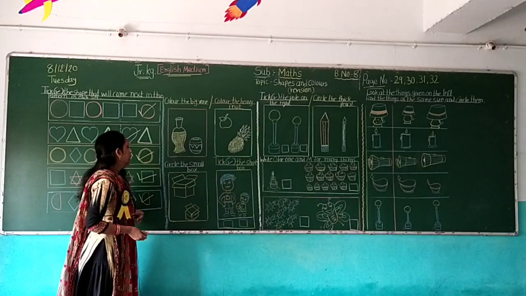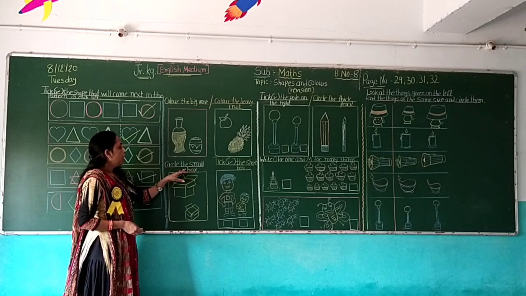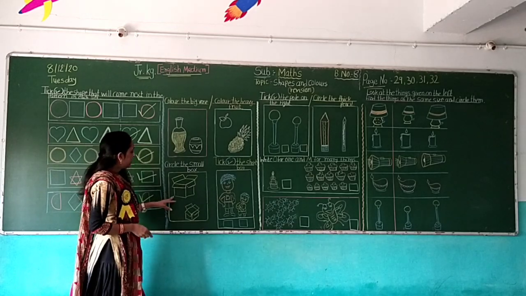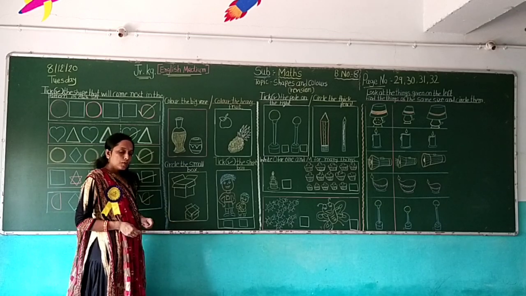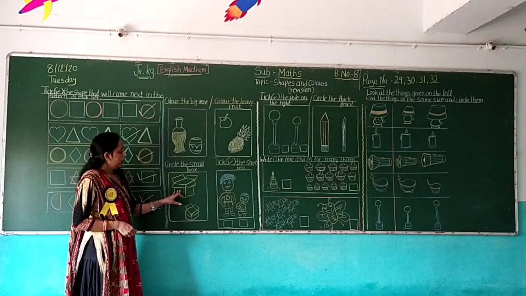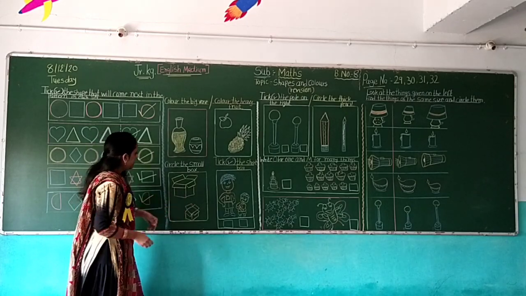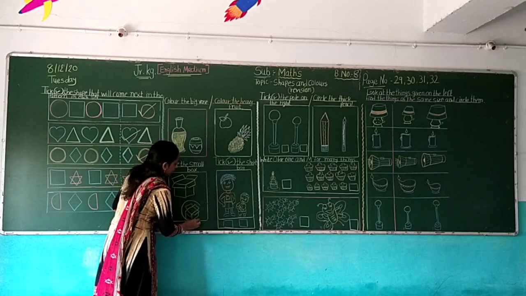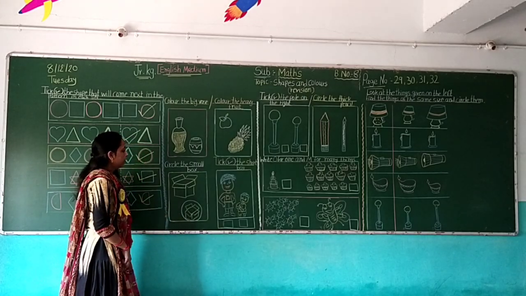Now next exercise is circle the small box. So here I drew two boxes. One is big and the other one is small. So which box is small? This? No. This? Yes. This box is small. So here we circle the small box.